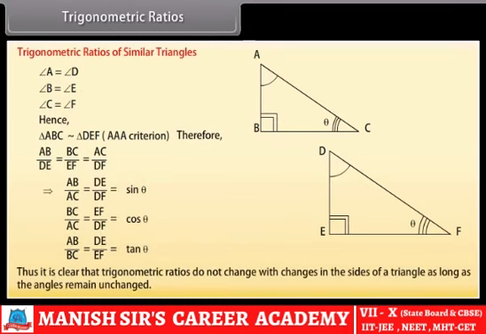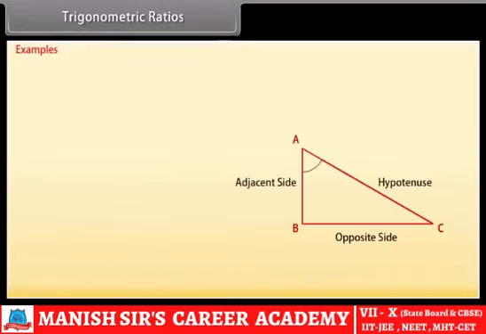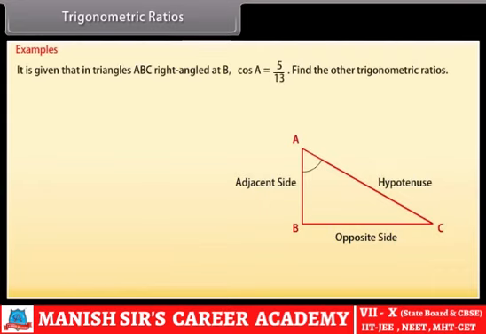Thus, it is clear that trigonometric ratios do not change with changes in the sides of a triangle as long as the angles remain unchanged. Examples. Let us look at some examples to consolidate our understanding of trigonometric ratios. It is given that triangle ABC, right-angled at B, cos A is equal to 5 upon 13. Find the other trigonometric ratios.